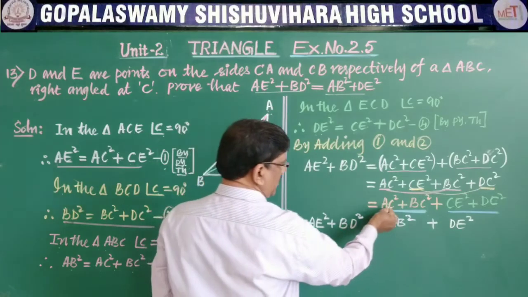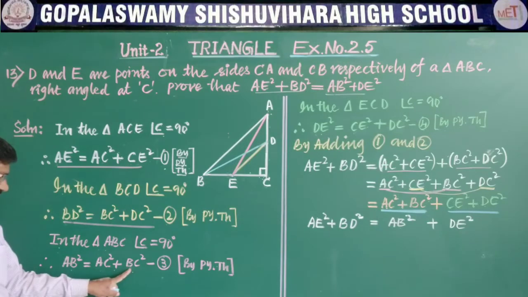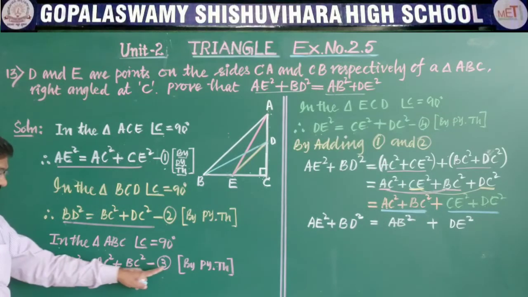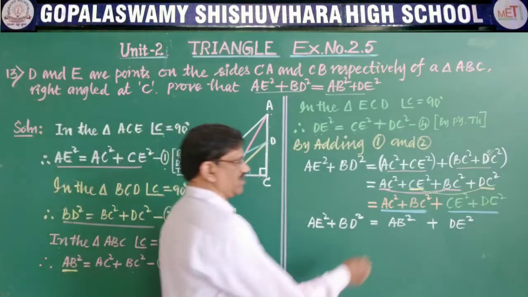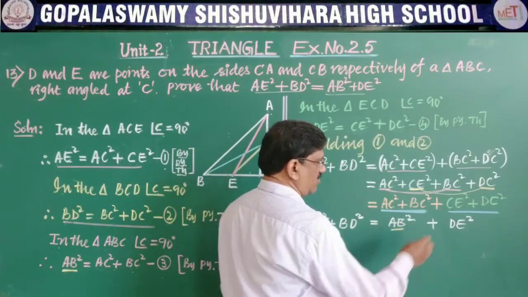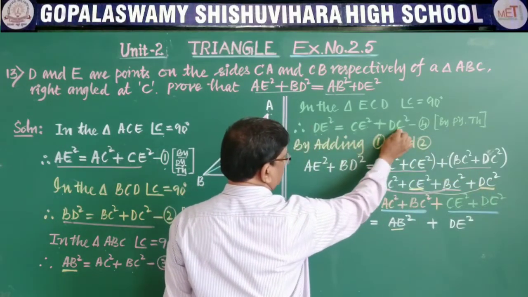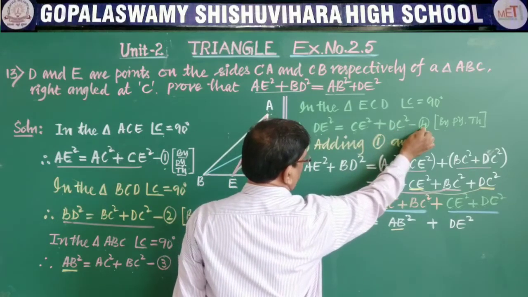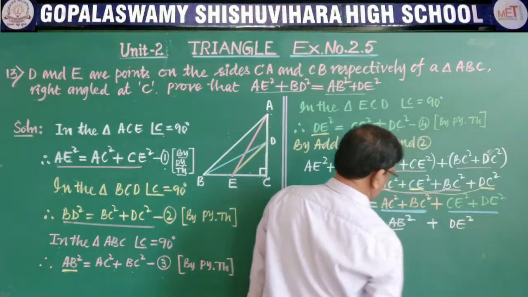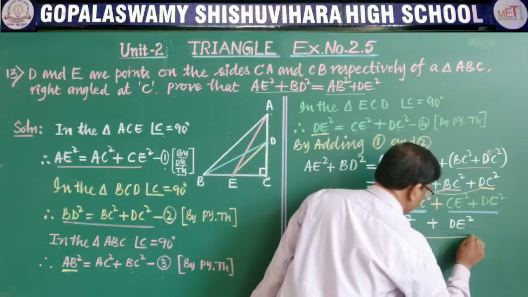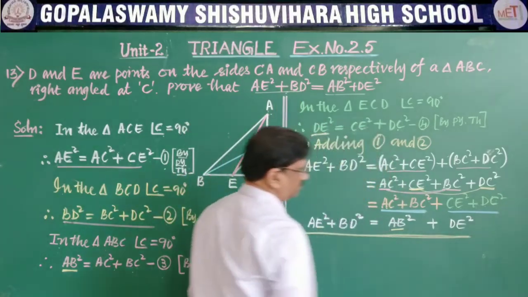So here AC square plus BC square, by equation 3, is AB square. So this is AB square plus CE square plus DC square, and CE square plus DC square, by equation 4, is DE square. So this is what we were required to show, and we have shown it. That's all, children. Take down.